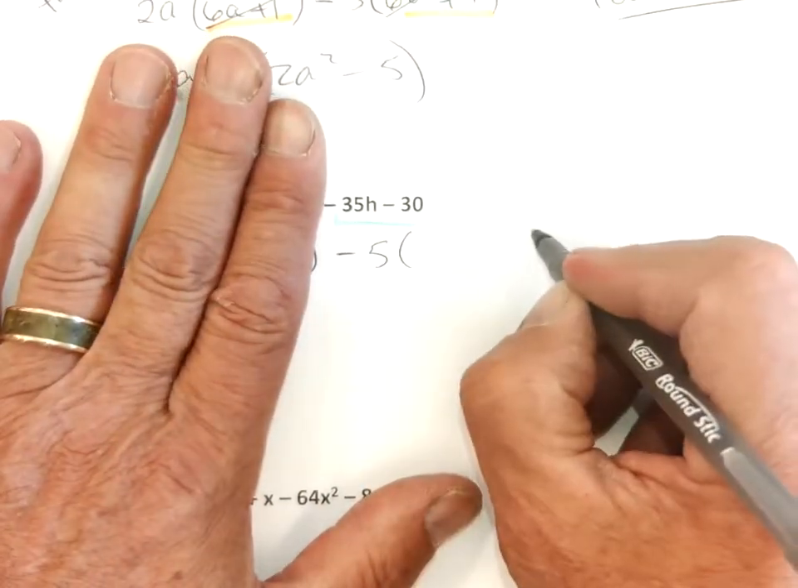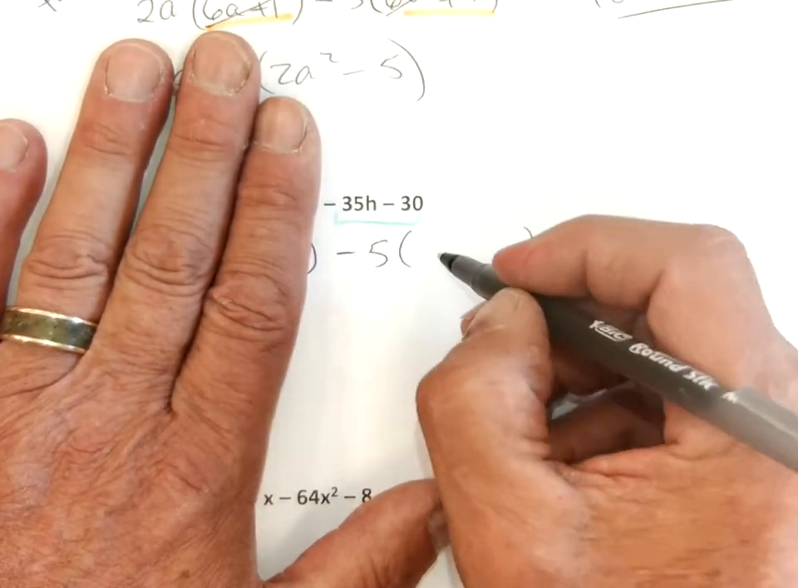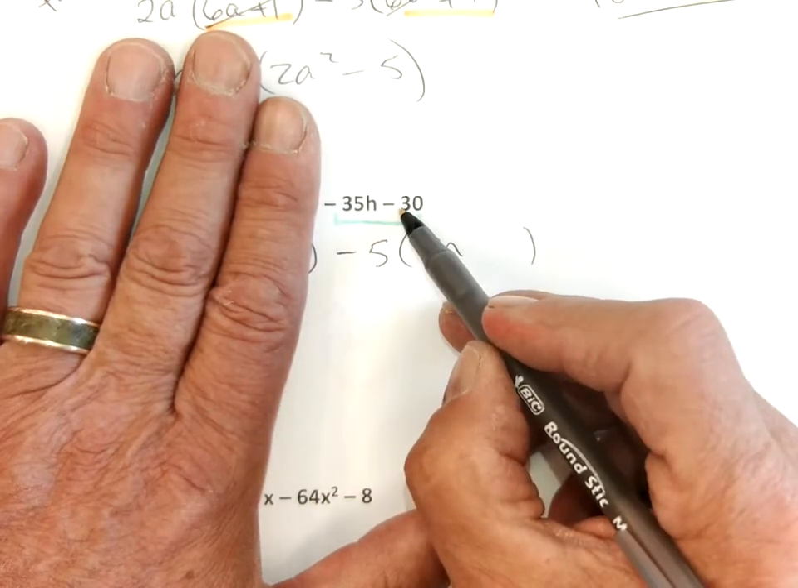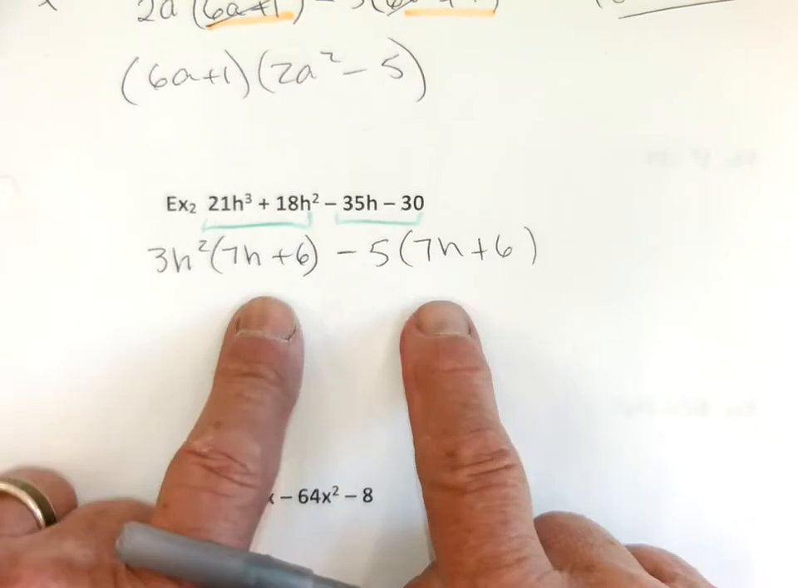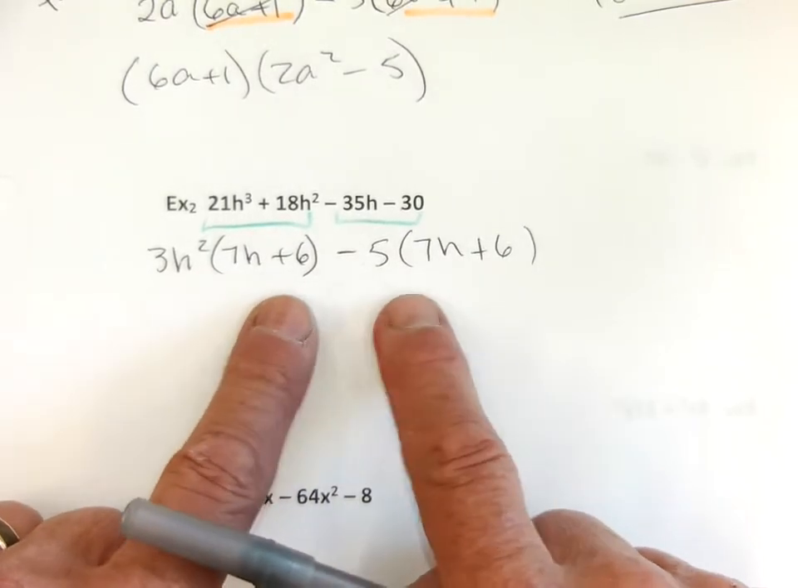So a negative 5 is correct. Well, 5 goes into 35 7 times, and 5 goes into 30 6 times, but negative with a negative makes a positive. What I'm trying to do really is make these the same. That's my goal, and I did.